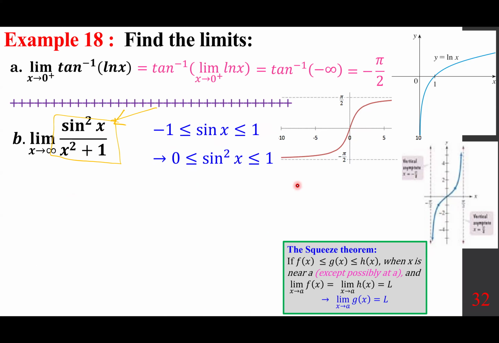So far we got the numerator. How do we get the denominator? So multiply by 1 over x squared plus 1.